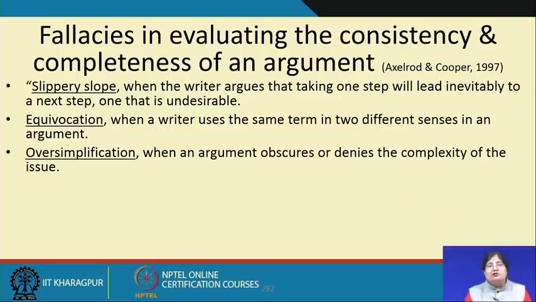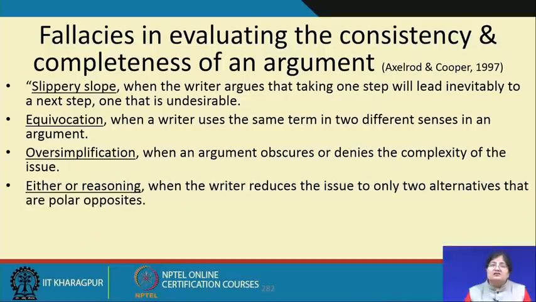Oversimplification is when an argument obscures or denies the complexity of the issue. Every issue cannot be simplified, every issue cannot be put in your own words, every issue cannot be applied to day-to-day situations. That is oversimplification. We try to do it in the interest of clarifying some concepts, but many times in an attempt to do so this leads to the undermining of the author's interest or knowledge in that field.